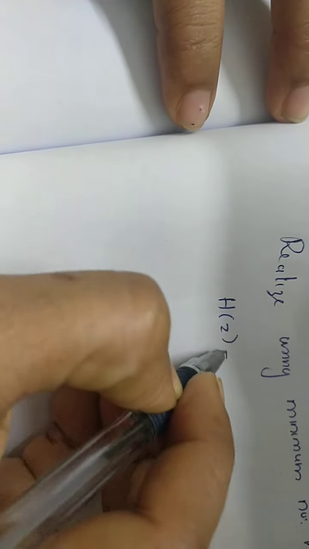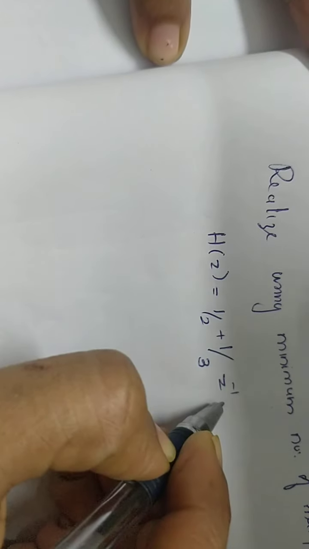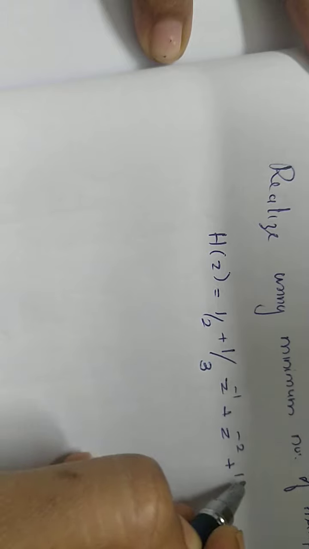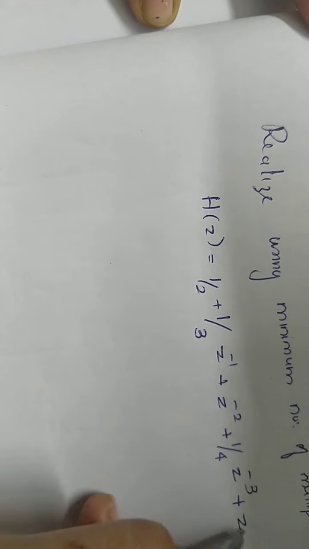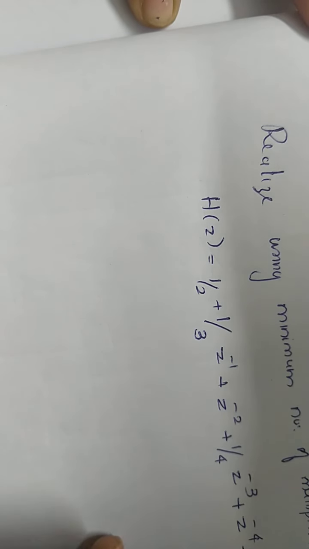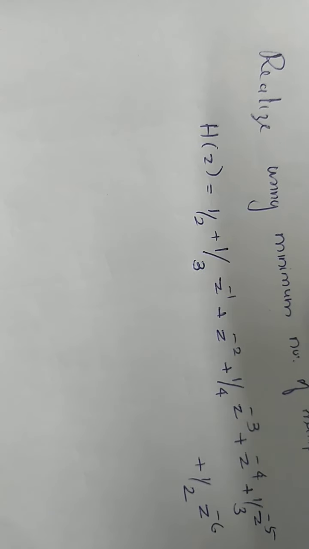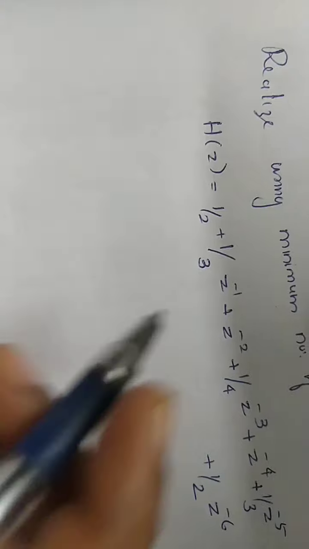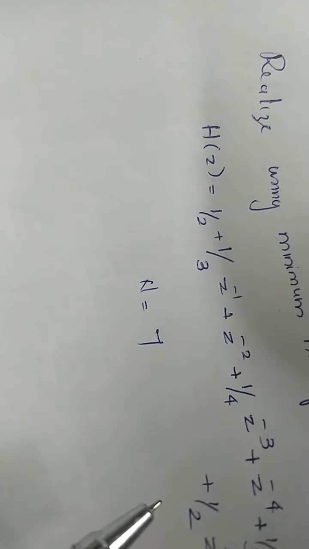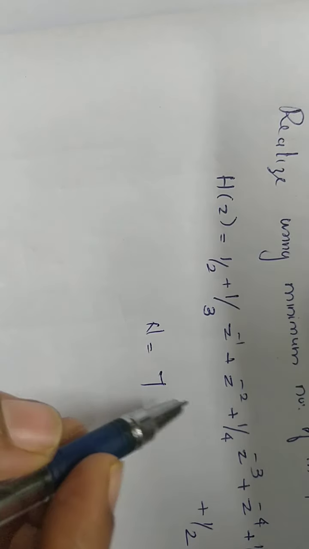That is H of z is equal to 1/2 plus 1/3 z inverse plus z raised to minus 2 plus 1/4 z raised to minus 3 plus z raised to minus 4 plus 1/3 z raised to minus 5 plus 1/2 z raised to minus 6. Okay, this is the question. So what is the value of N? N is equal to 7. Am I right? Okay, N is equal to 7.